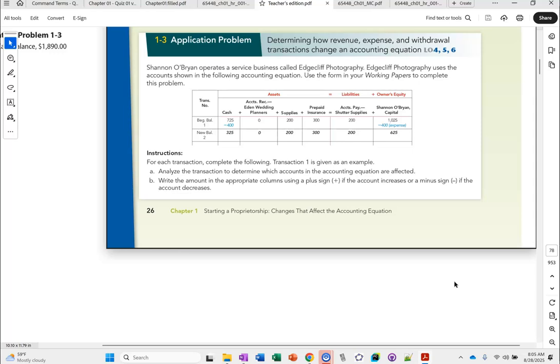For each transaction, complete the following. Transaction 1 is given as an example. Analyze the transaction to determine which accounts in the accounting equation are affected. So in the case of transaction 1, that would have been cash and capital. Part B, write the amount in the appropriate columns using a plus sign if the account increases or a minus sign if the account decreases. So we wrote minus cash and minus capital.